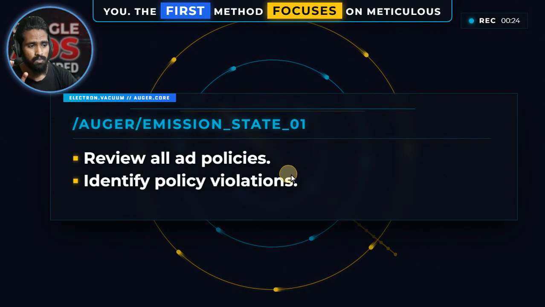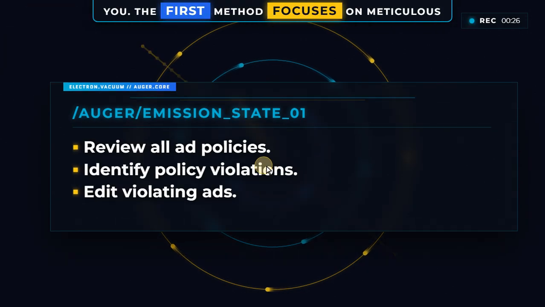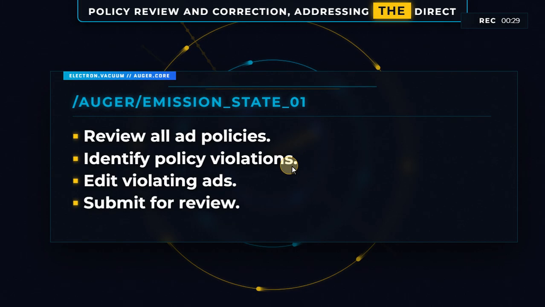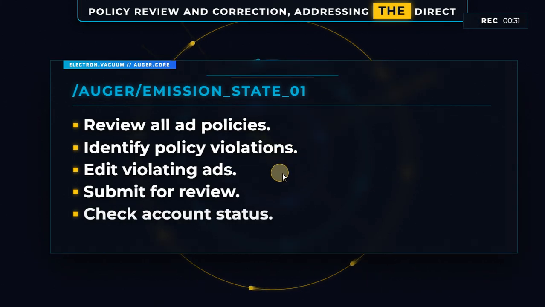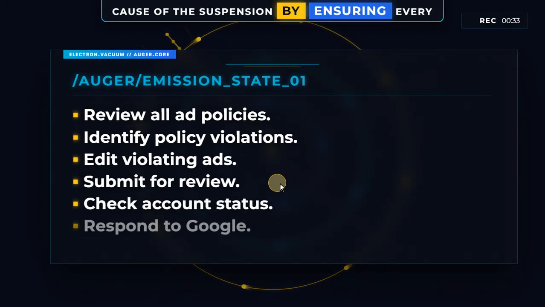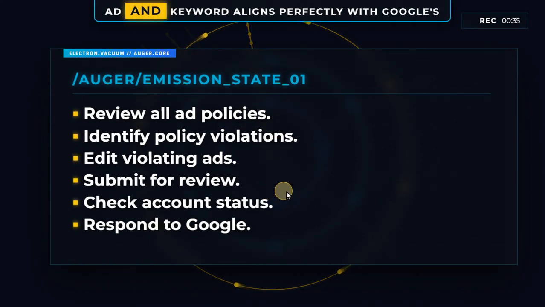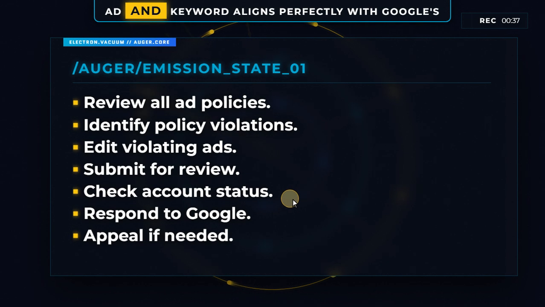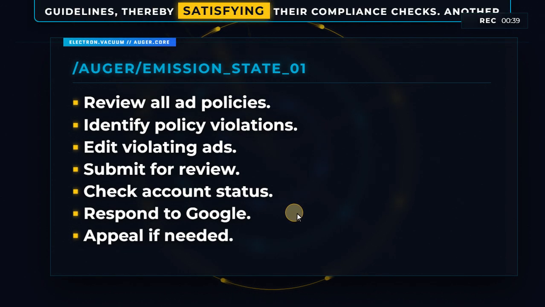The first method focuses on meticulous policy review and correction, addressing the direct cause of the suspension by ensuring every ad and keyword aligns perfectly with Google's guidelines, thereby satisfying their compliance checks.